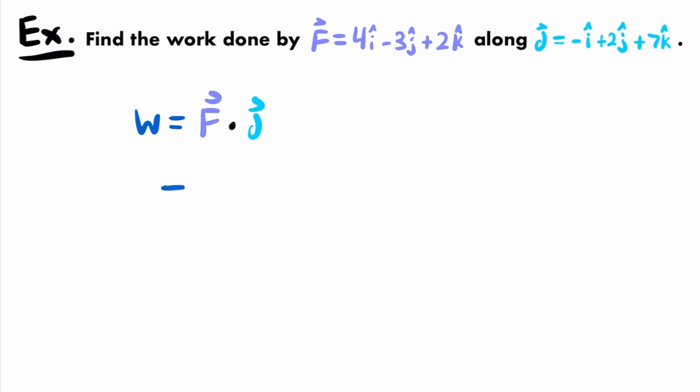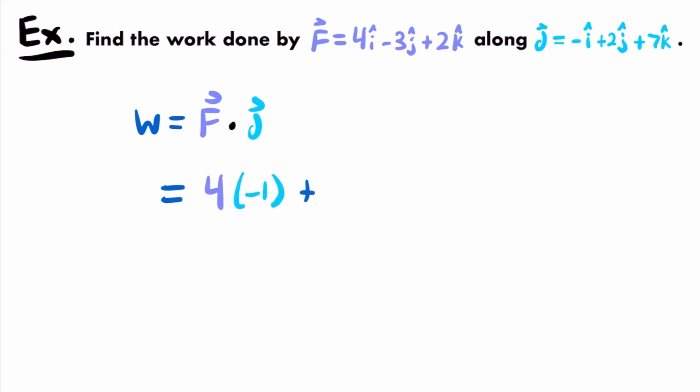And remember, to calculate the dot product of two vectors, you just take the sum of the product of corresponding components. So we multiply the x components together, add that to multiplying the y components together, and add that to multiplying the z components together. So let's do that. We'll have 4 times negative 1. Negative 1 is the coefficient of i, so that is the x component.